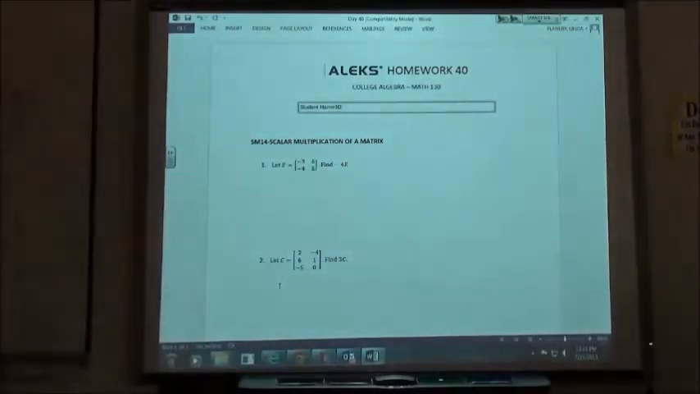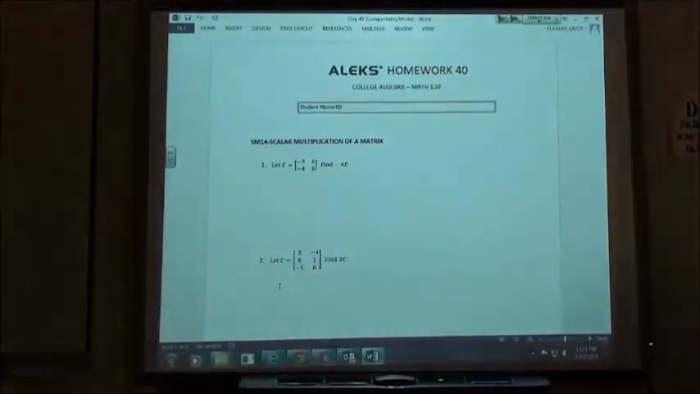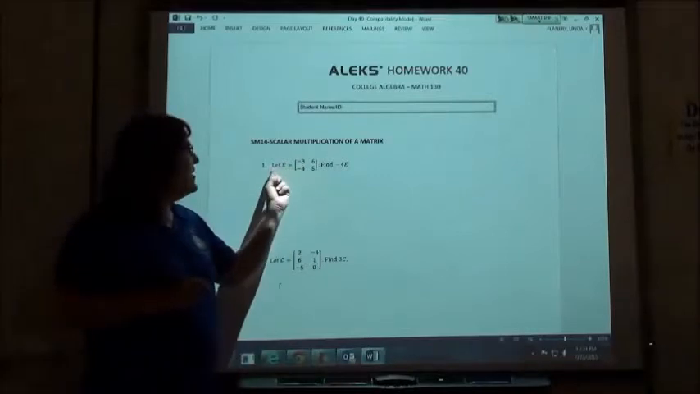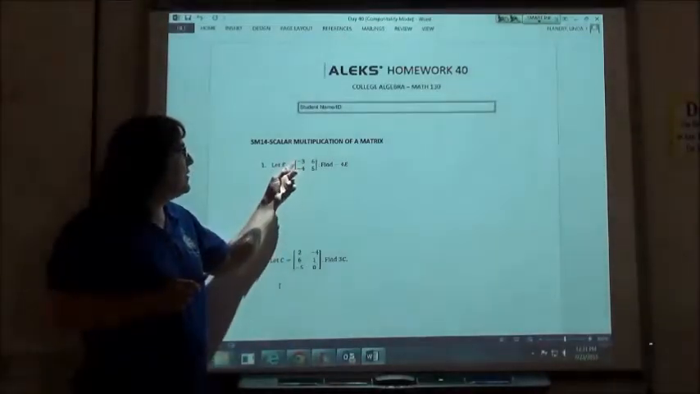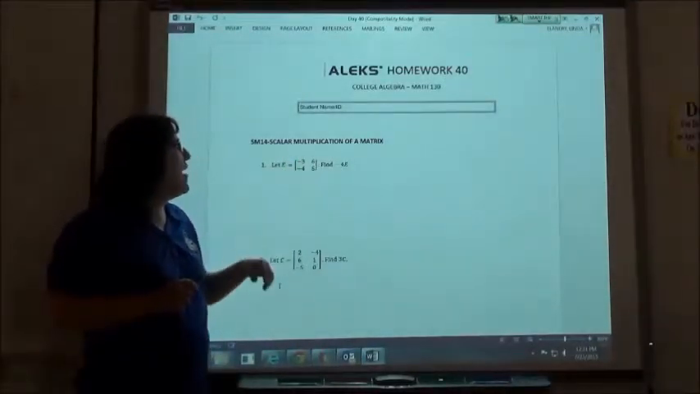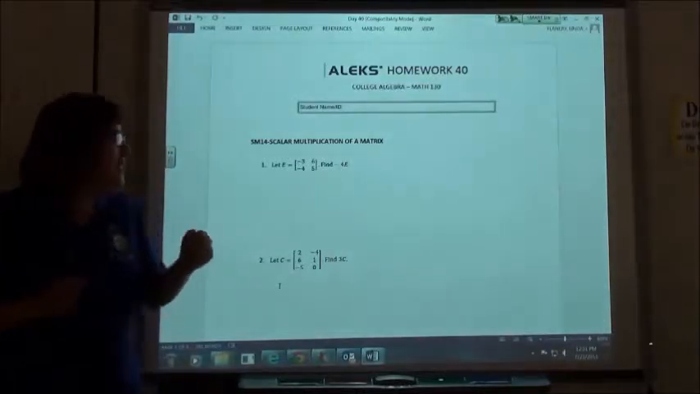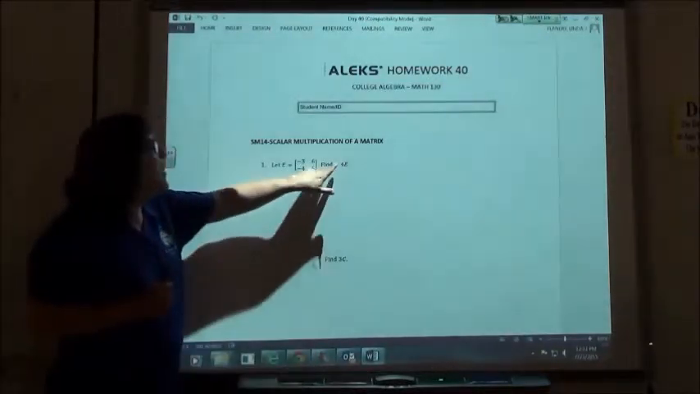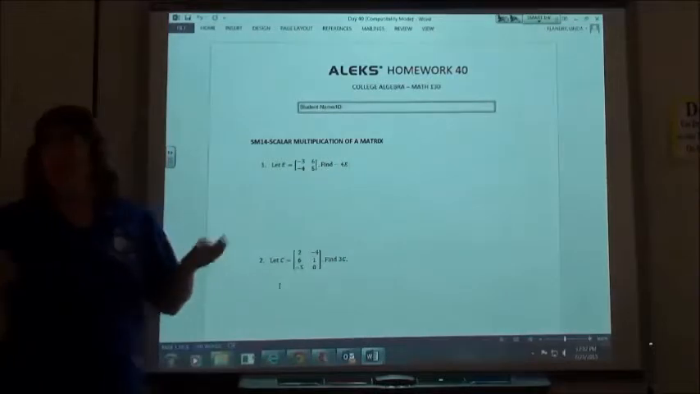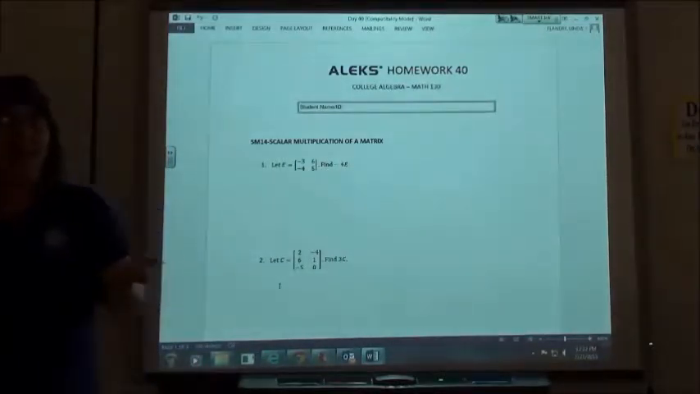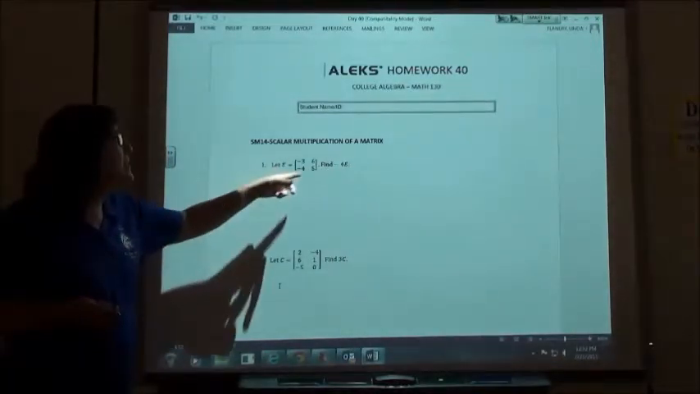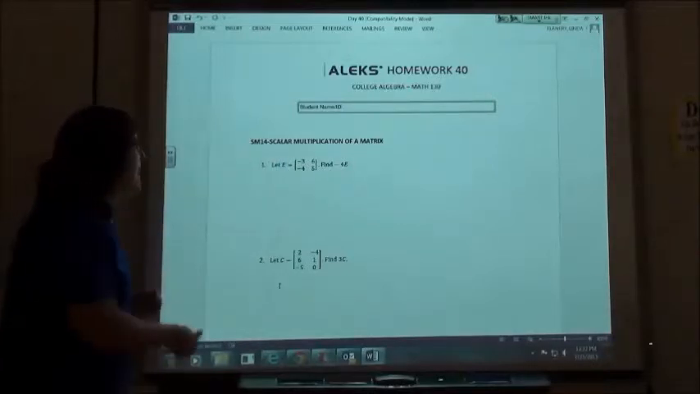So the first ones here is scalar multiplication of a matrix. And they said let E be the matrix -3, 6, -4, 5, which is a 2 by 2 matrix, 2 rows and 2 columns. If I'm going to find -4E, it's just like you probably think. I'm going to multiply -4 times E. When I do that, I'm just taking each of my values times -4.